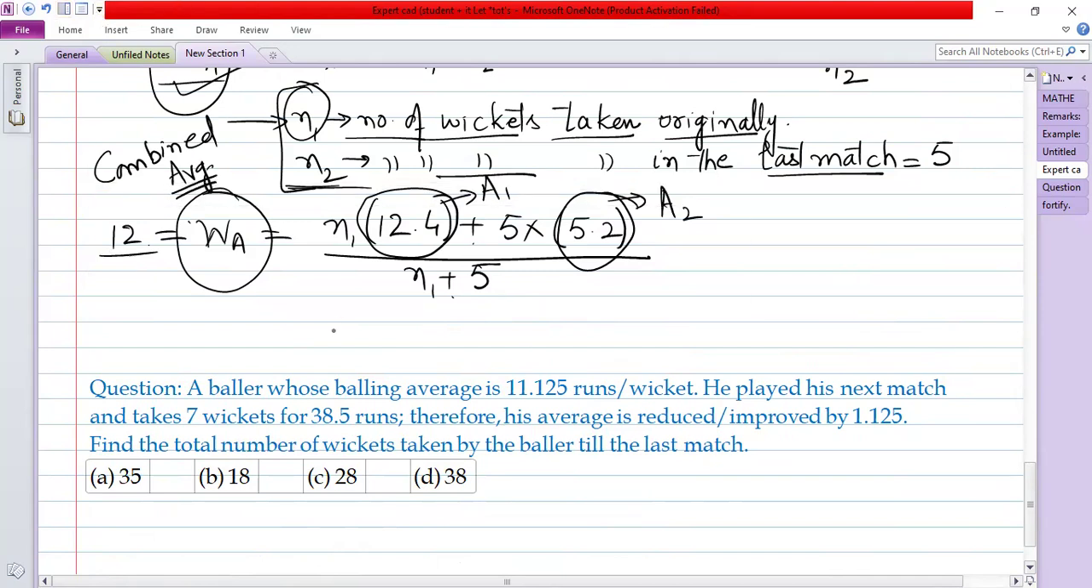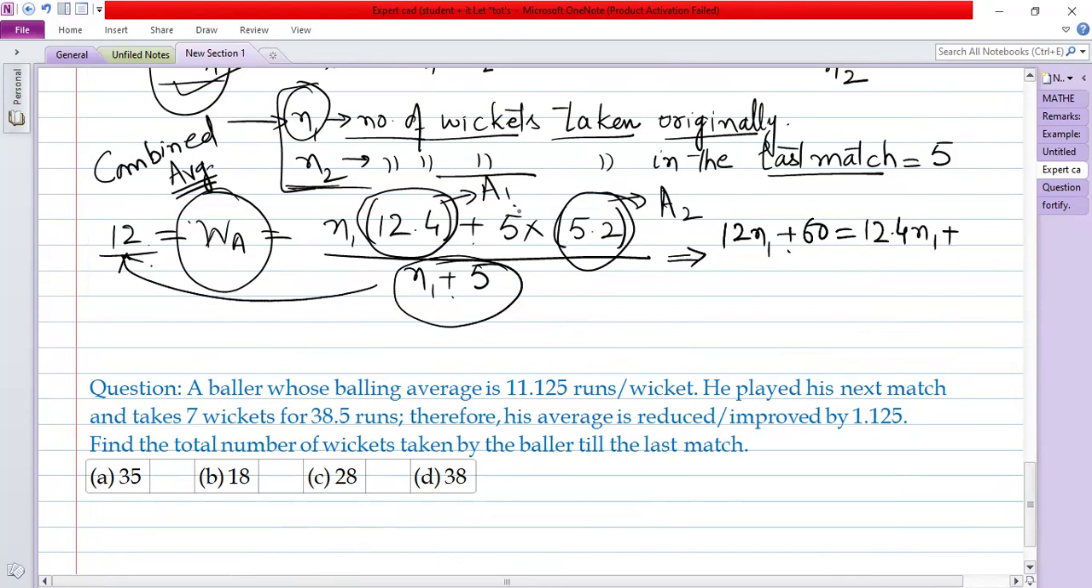So this is solving this. It is not that typical. It will be 12 into N1 plus 5, which will go to this side. And this side we have 12.4 into N1, and 5 into 5.2, which is obviously nothing but 26. Now this 26 will come to this side, so it will give us 34. And this 12 into N1 will go to this side. It will give us 0.4 into N1.